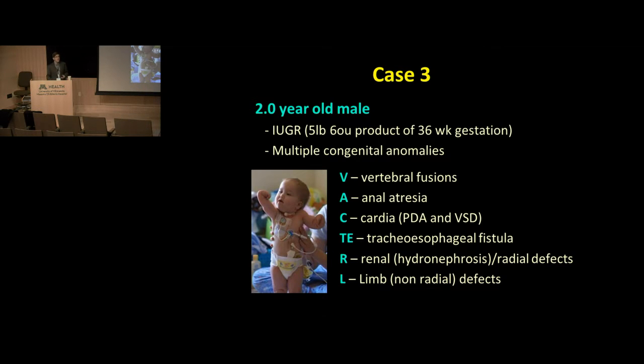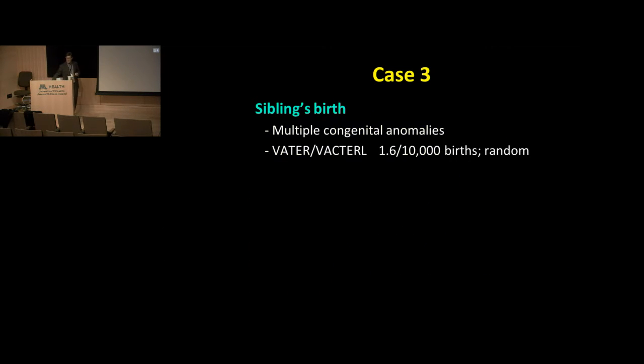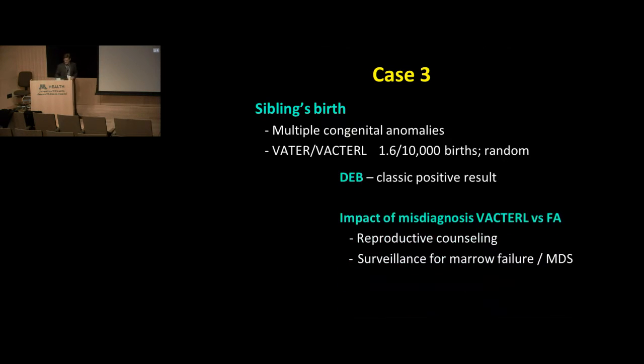Doesn't mean they have it, but the reason why you want to know about it is because of the siblings, the reproductive counseling. If it's VATER or Wagner, it's going to be sporadic in most cases. However, in FA, there's a 25% chance that each sibling will have FA, and so you want to do that proper reproductive counseling. And also have different surveillance for that child, knowing that that child's at higher risk for bone marrow failure.